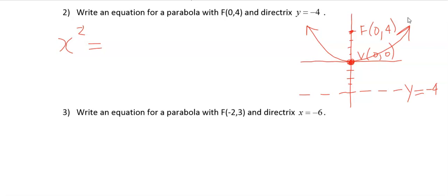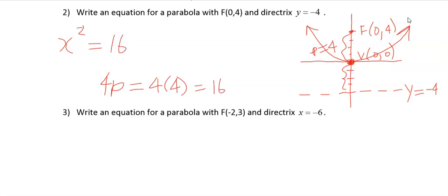And because it's opening upward, again, it's going to be positive 4p for the constant. And again, I can very easily look at that, and I can see that in this case, my value of p is 4, right? 4 units between the focus and the vertex, or 4 units between the vertex and the directrix, either way you look at it. So 4 times 4, and that's going to be 16, positive 16 because it's opening upward.